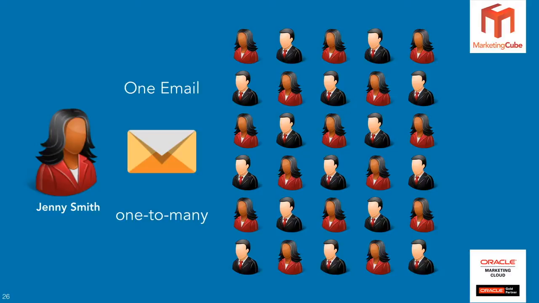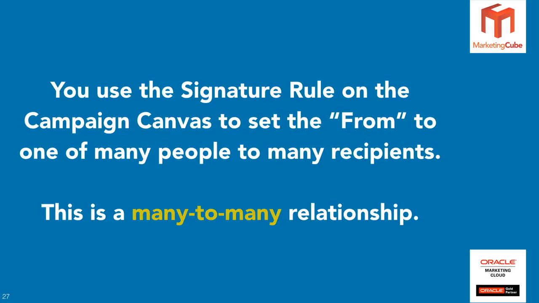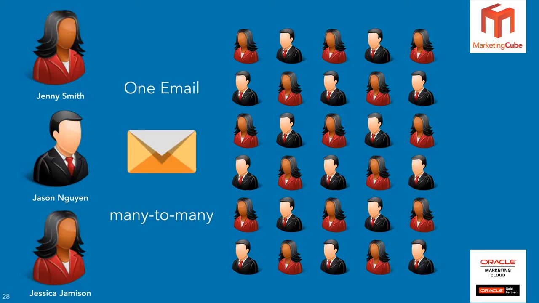Now, the complexity comes in where the situation changes slightly, where you would use the signature rule. The signature rule is applied to an individual email on the campaign canvas and not done in the email editor. So we apply the signature rule on the campaign canvas, and it's on the campaign canvas that we set the from, which could be one of many people, to many recipients. So this is a many-to-many relationship. And again, from a visual point of view, it would look something like this.